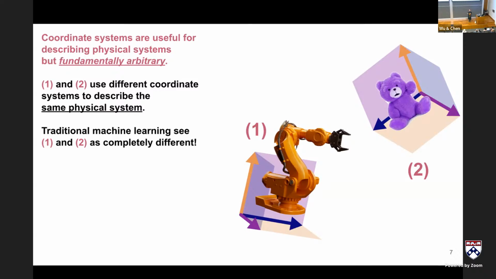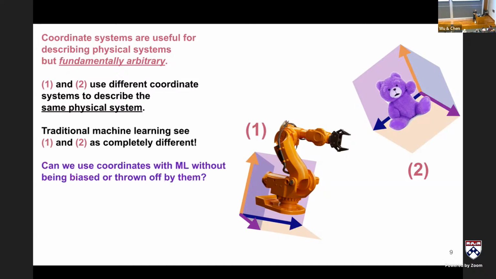We always have this freedom to change our coordinate system, but traditional machine learning will not know about any of those relations. It would have to learn it, and there's no guarantee that it really gets the idea. So this could be problematic, or it's something that you just have to brute force teach it to do, which maybe means you're spending a lot of parameters on teaching it rotations instead of, in my business, teaching it quantum mechanics, which I'd much rather it spend its parameters on learning. So the question is, can we use coordinates with machine learning without being biased or thrown off by them? Can we use it just as a tool and not be biased by that tool?